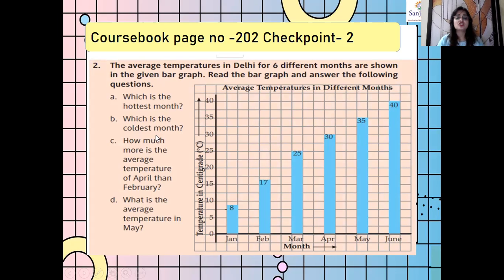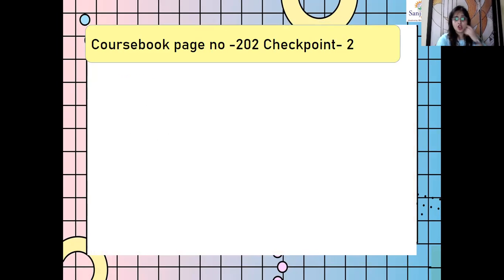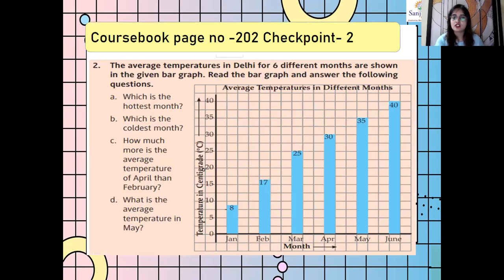Question A says, which is the hottest month? Children, when is the bar graph high? June is the hottest month because there it was 40 degrees Celsius. Then, which is the coldest month? January is the coldest month because it is the lowest, that is 8 degrees.